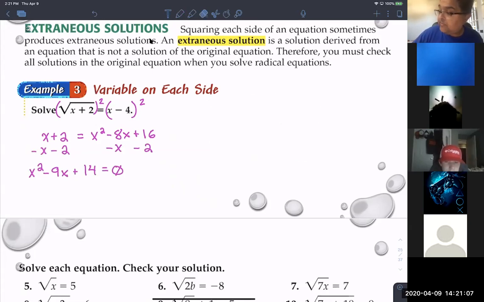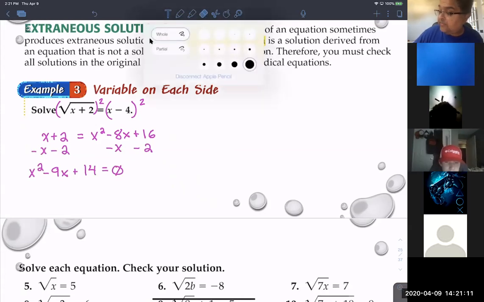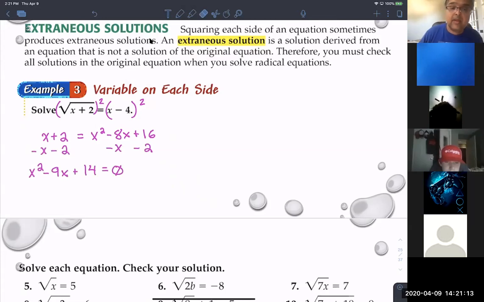Okay. Is everyone following along? Now, how do I solve this? How do I solve this quadratic? What do I have to do?